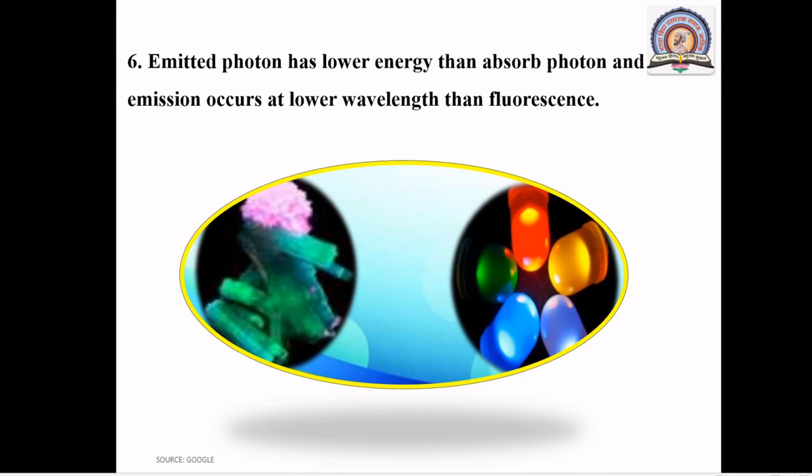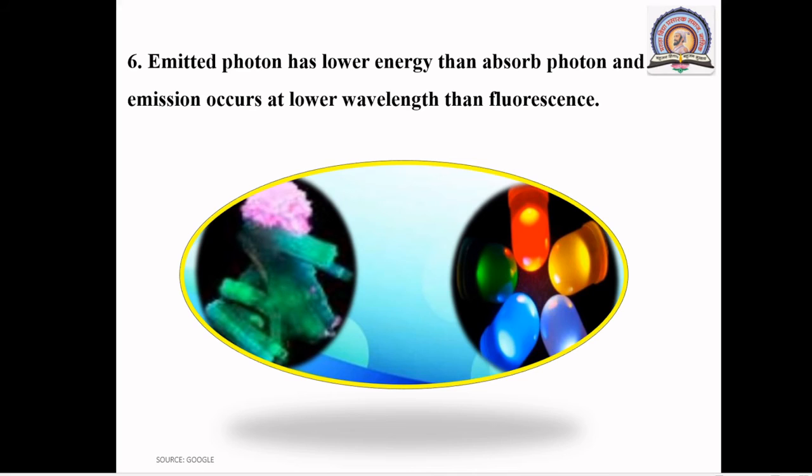Student, if we are comparing fluorescence and phosphorescence, I will explain three to four points. In fluorescence, there is absorption of energy by the atom followed by immediate emission of light, while in phosphorescence there is delayed emission of light. In fluorescence, the emission of radiation suddenly stops on removal of the source of excitation, while in phosphorescence, the emission of radiation remains for some time even after removal of the source of excitation.